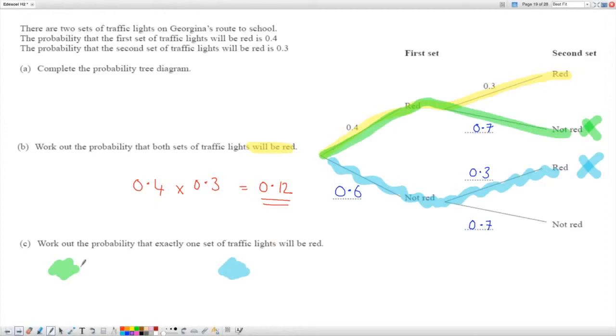The first one, the green, we have 0.4 times 0.7, which is equal to 0.28. Here, 0.6 for the blue, and then multiplied by 0.3 is 0.18. Add these 2 together, because there's 2 ways of happening. We have our total probability of 0.46. So here, the 2 options going through, total probability 0.46.